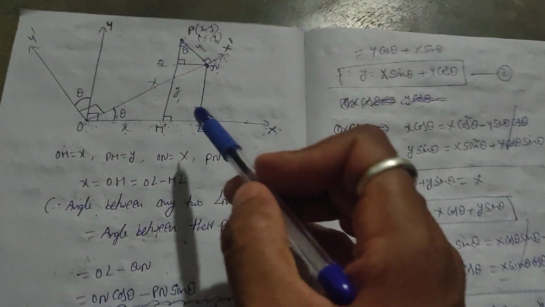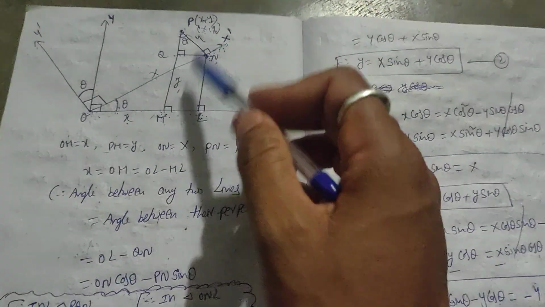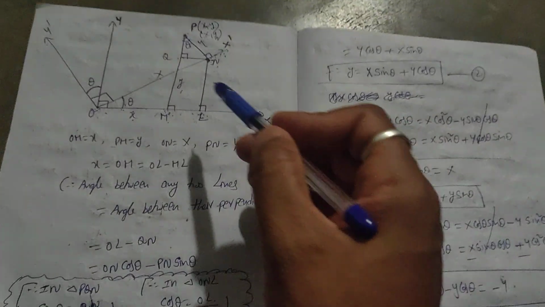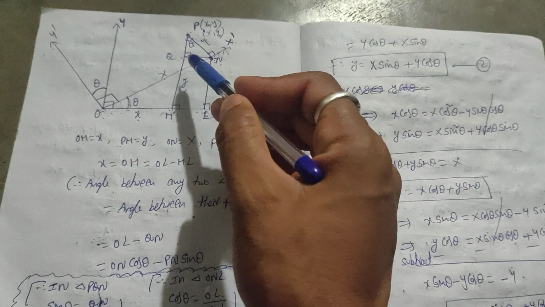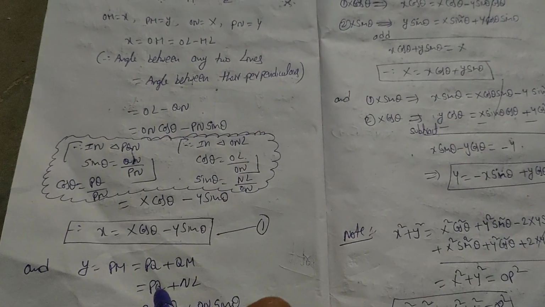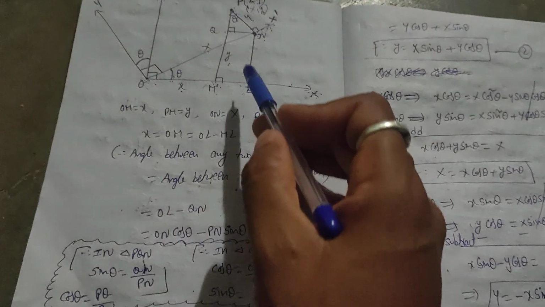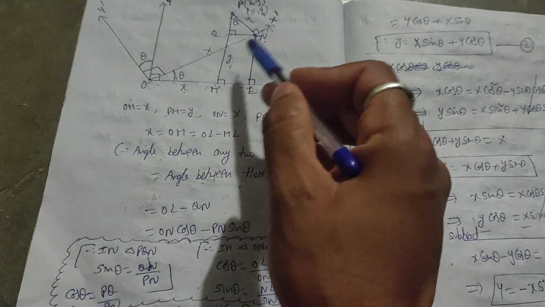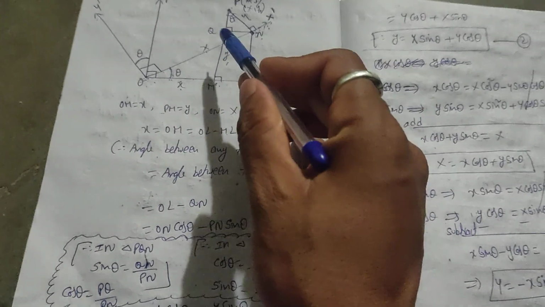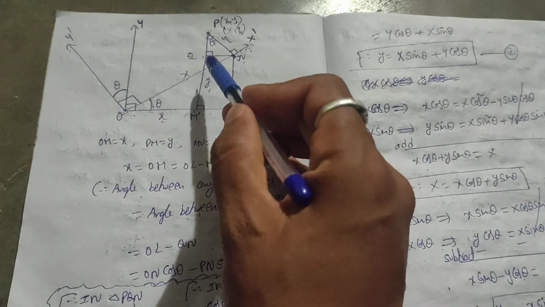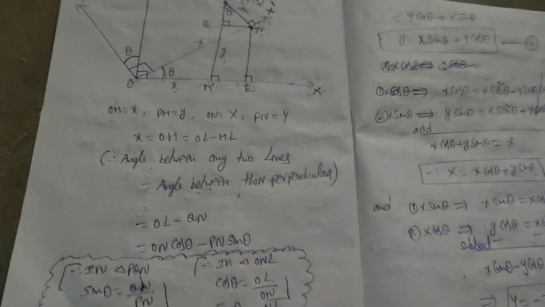Similarly, y is equal to what here? y is equal to PM. PM, how can you write? PQ plus QM. So here PQ you can write as it is, and QM is nothing but NL. So I am converting this length into this right angle triangle. Because it is a rectangle, automatically QM is equal to NL.